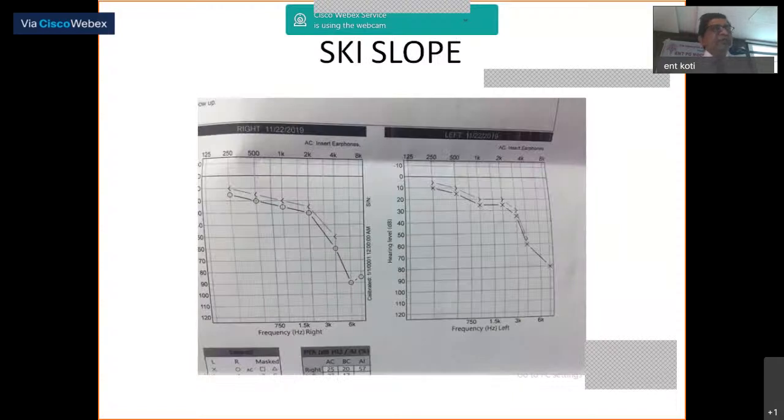Then this is called a ski slope, which is most characteristic of the high frequency hearing loss of presbycusis. So what happens? Up to 2000, he has got a moderate amount of hearing. After that, he does not have any residual islands of hearing. So the patient will complain of hearing loss, but he will refuse to accept that he has got hearing loss. He will say, I can hear. So when you go very near to him and speak in a low frequency, loud voice, he says, I can hear.